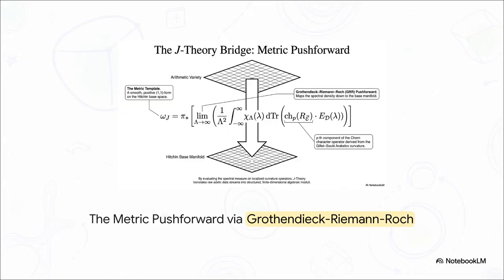And this beautiful bridge is established by the metric push forward. Check out the Grothendieck-Riemann-Roch push forward in the center of the equation. What this effectively does is take the limit of our spectral density, those raw Adelic data streams, and it pushes it down to create a structured metric template on the base manifold below. By evaluating the spectral measure on these localized curvature operators, J-theory smoothly translates raw data streams into finite-dimensional algebraic moduli.